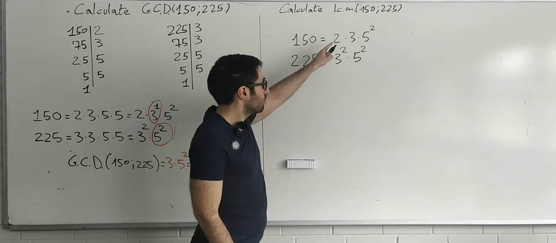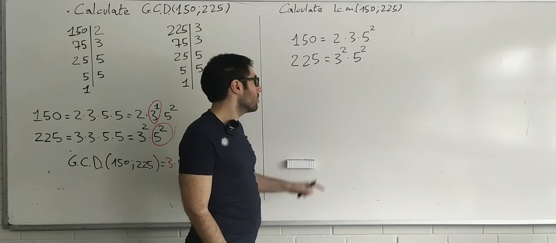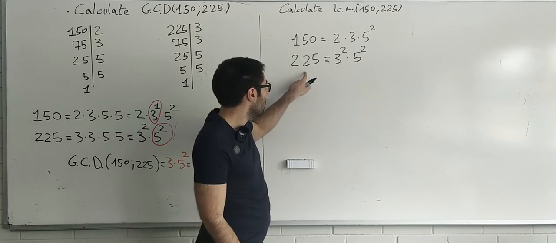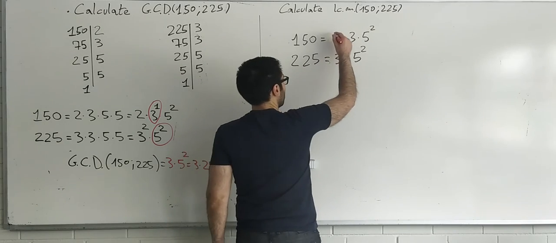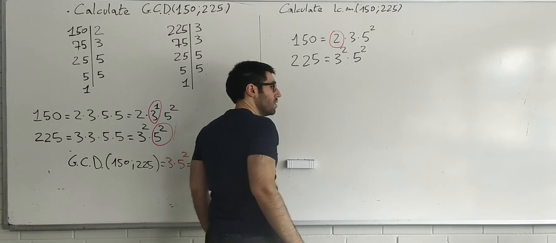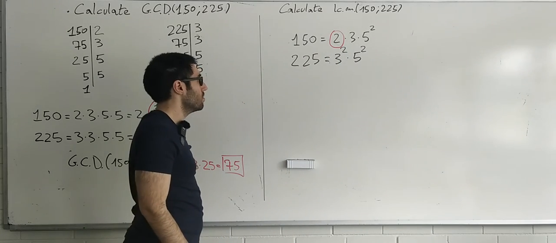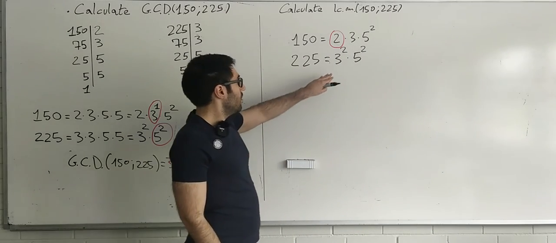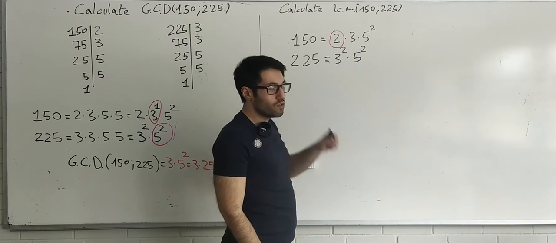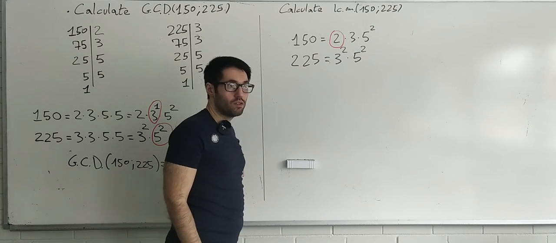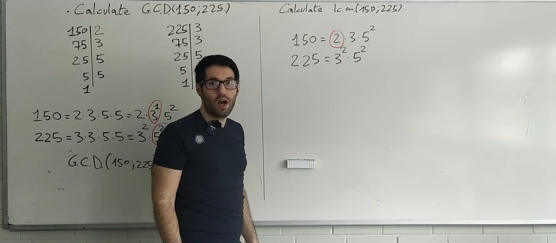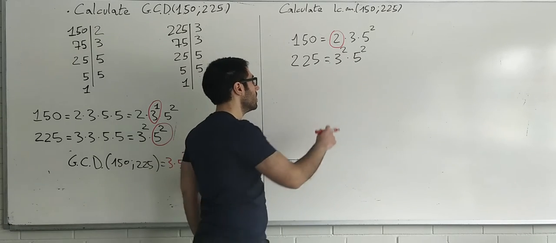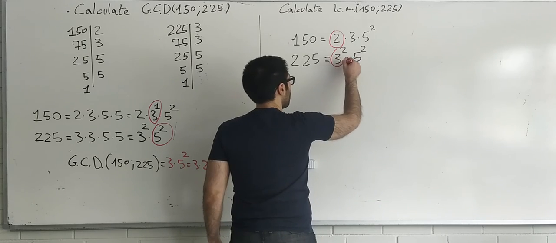So let's start with 2. It's a non-common factor, for it does not appear in the factorization of 225, but we're going to take it anyway, because we are calculating the lowest common multiple now. We have 3 to the power of 2 and 3, so it's a common factor. It means we can only take it one time, and we're going to pick the one with the highest exponent. In this case, 3 to the power of 2.